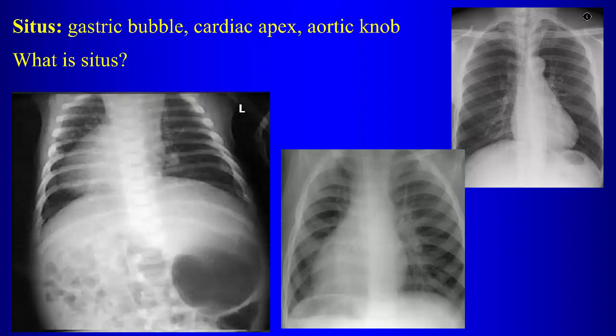Why is that? It's because the right atrium usually receives the inferior vena cava, which comes from the liver. So the right atrium tends to be on the same side as the liver. The atria differentiate very early in embryology. The ventricles take their positions later. So when we say situs solitus, we mean the atria. We're talking about the situs of the atria.